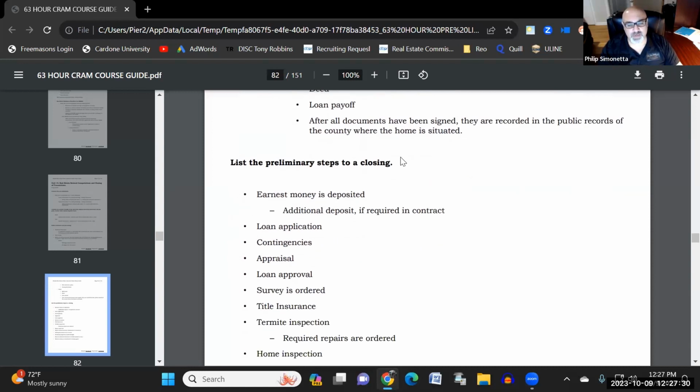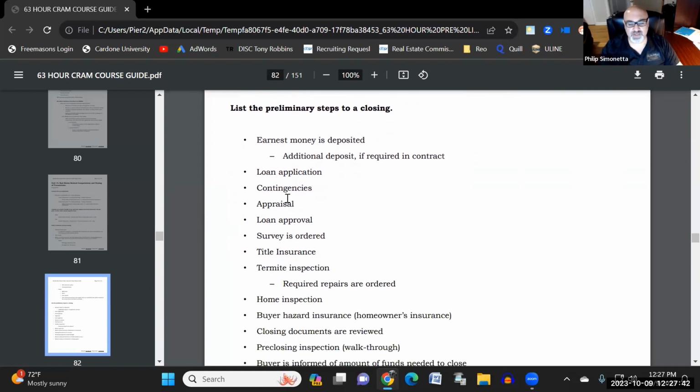Now let's list the primary steps of a closing, right? So you get a contract, you have a contract. The earnest money is deposited, okay? If there's a second deposit as per contract, that'll be put in too. They do a loan application. You go through the contingencies, the inspection period and all that stuff, and mortgage contingencies.